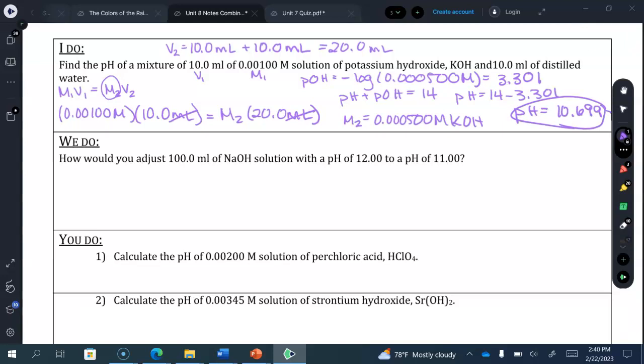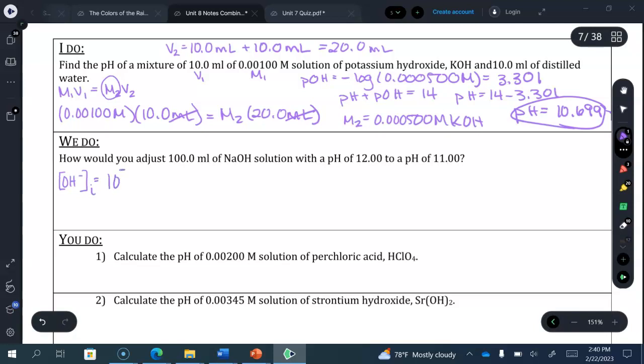Okay, we're going to apply the same principle in question 10, or in this next one, where we have 100 milliliters of sodium hydroxide solution with a pH of 12, and how do we get that to a pH of 11? So, looking at this, we know this is our initial, where we're currently at, and if we go inverse, we know that this is 14 minus 12, so we know we currently have a hydroxide ion concentration of 1 times 10 to the negative 2 molar, or 0.01.